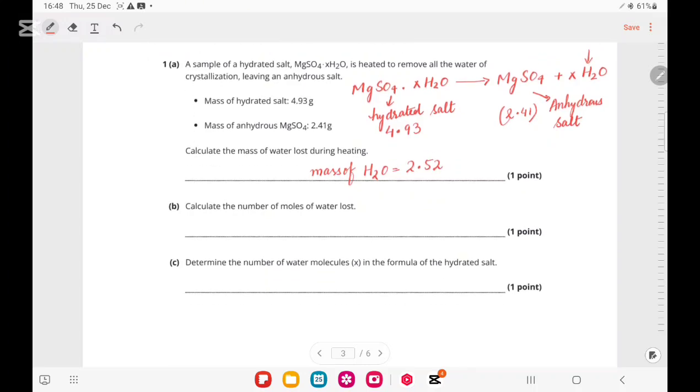Now we have to calculate the moles of water. So in order to calculate the moles of water, we are going to do mass by molar mass, and the mass is 2.52 there, and the molar mass comes out to be 18.016, and that comes out to be 0.140. Then we have to calculate the number of water molecules.